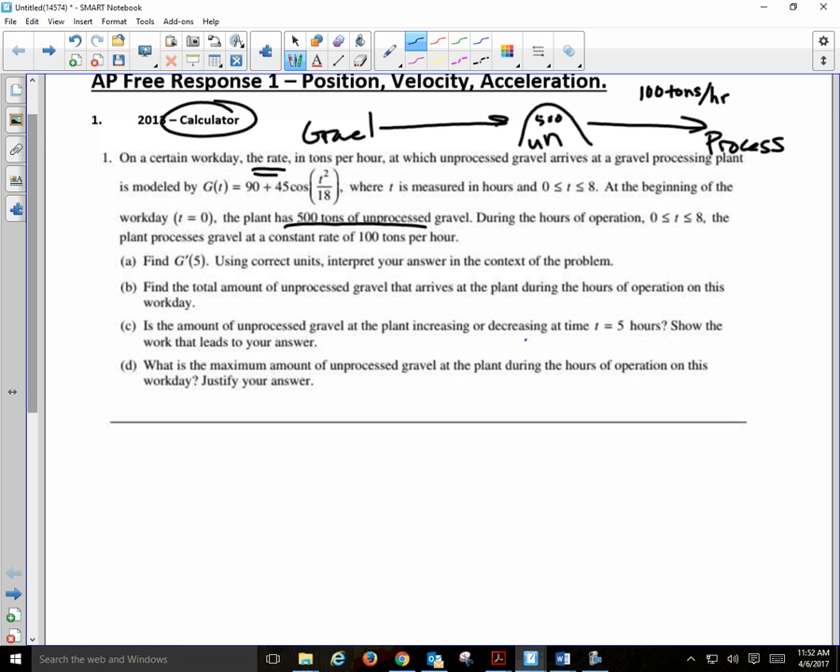Okay? So I did this problem, and I got 8 out of 9. I made a mistake on this one. I'll show you where I made it. It's kind of tricky to see where it is, but I got it incorrect. It says, find G prime of 5 using correct units. Interpret your answer in context of the problem. Well, this is G. How would I find G prime? Derivative. Can I do that on my calculator? Yeah. So take out your calculator. Let's do it.